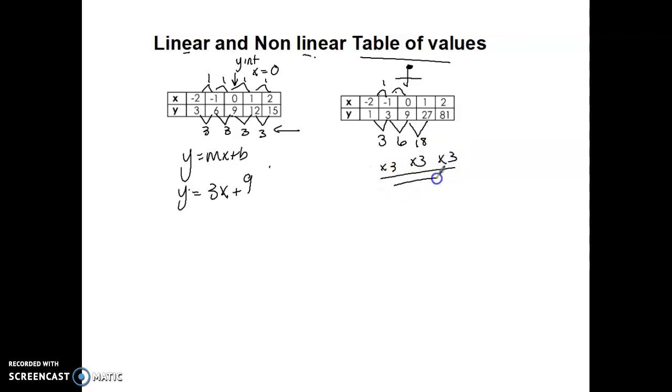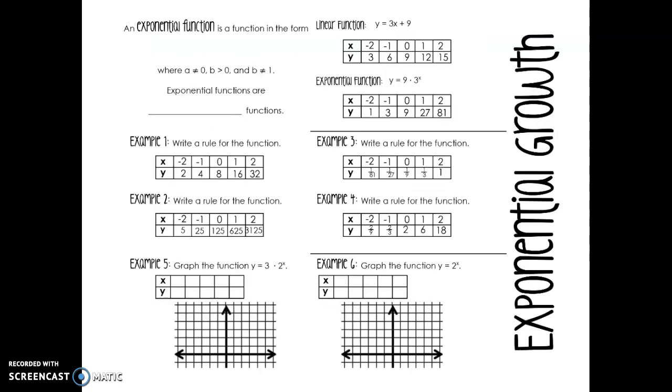When you see this in a table of values, it is going to be an exponential function. So turn to your notes on exponential growth, and you're going to see these tables of values. There's that linear function we looked at, where y equals 3x plus 9. This is a line. This is the exponential function. Now let's look at a few parts of this exponential function.